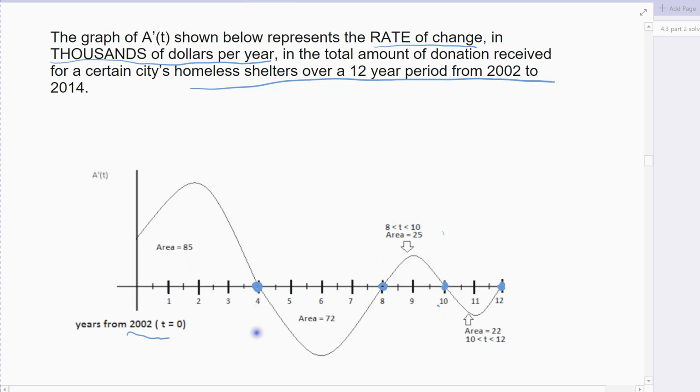So 4 is a critical value, 8 is a critical value, 10 is a critical value, and 12 is both a critical value and an endpoint, right? And then 0 is my endpoint, right? My domain goes from 0 to 12.